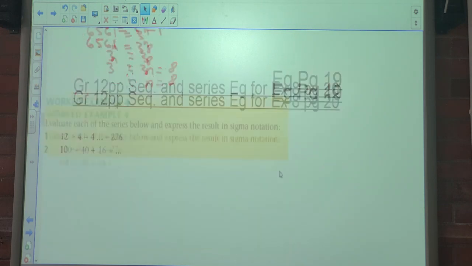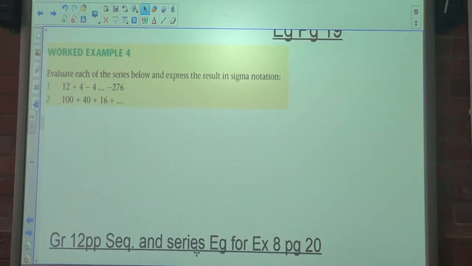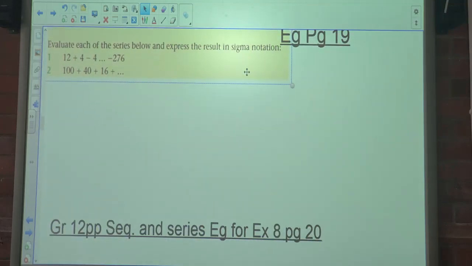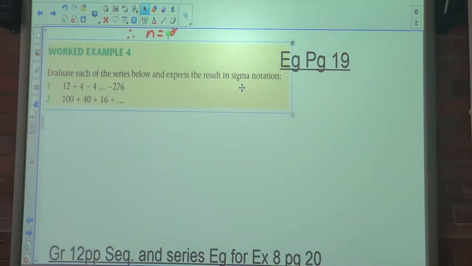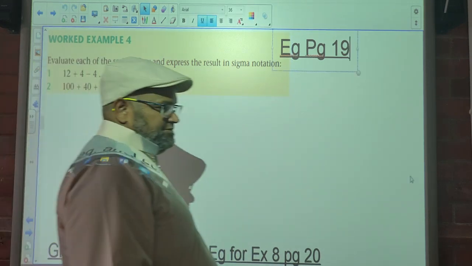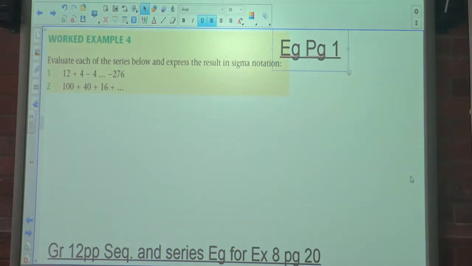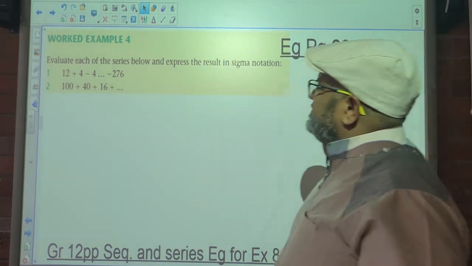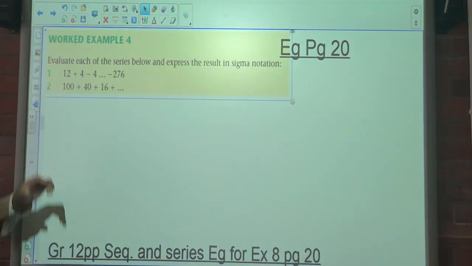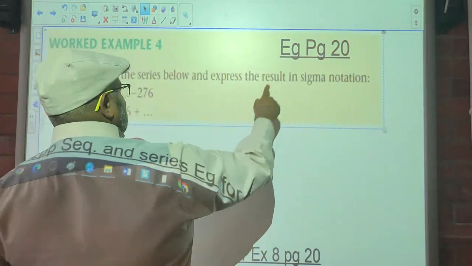Okay. People, we are on page 20 now. The worked examples on page 20. Example 4. We are told to evaluate each of the series below and express the result in sigma notation. Let's refresh your memory again.